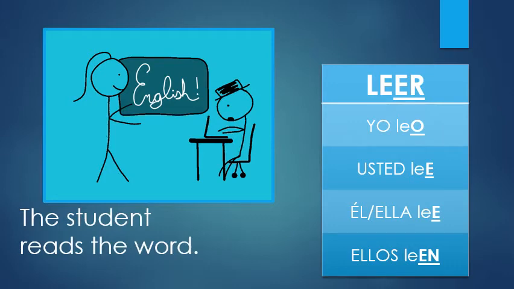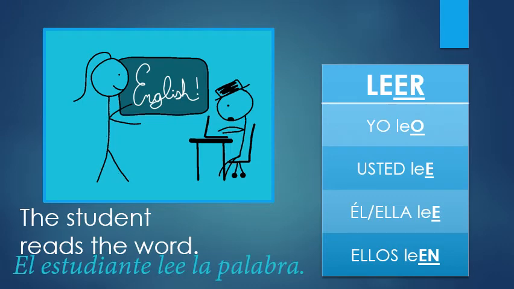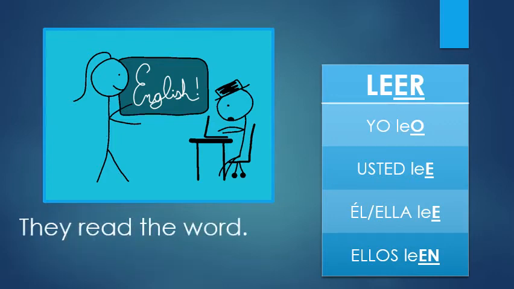What about the student? I got a guy student over here. How do you say student again, my students? Estudiante. So, el estudiante lee la palabra. Same thing. Ella, él, same form, lee. Finally, they read the word. Leen la palabra. Ellos leen la palabra.